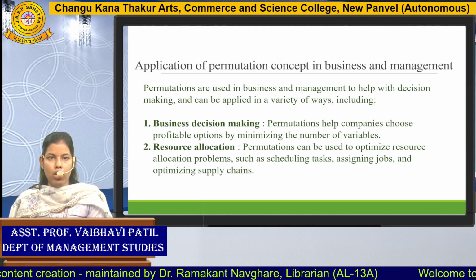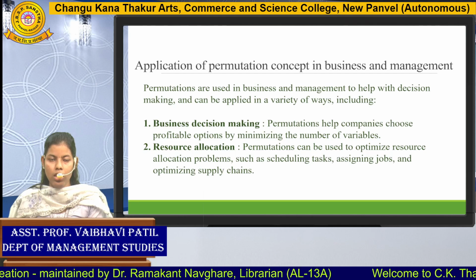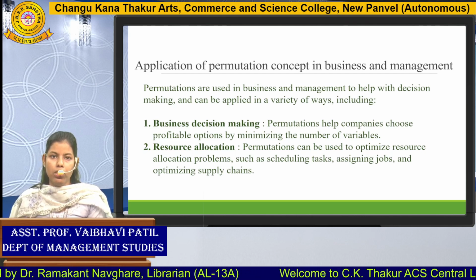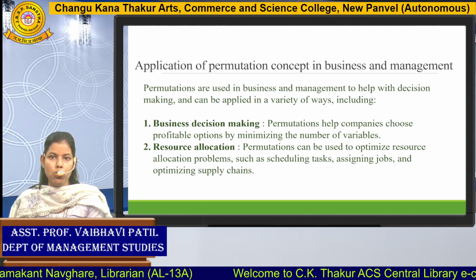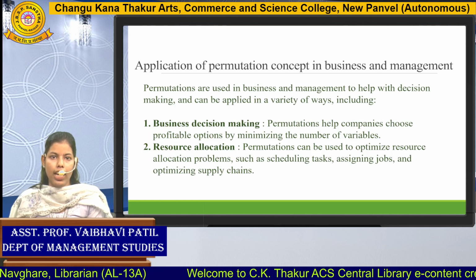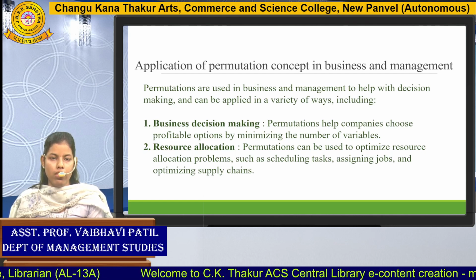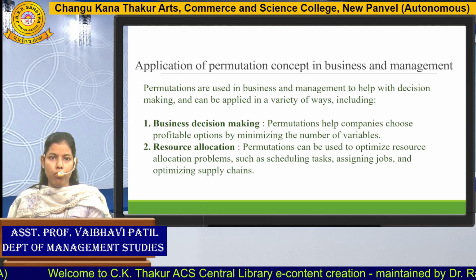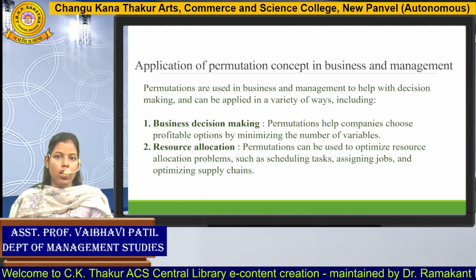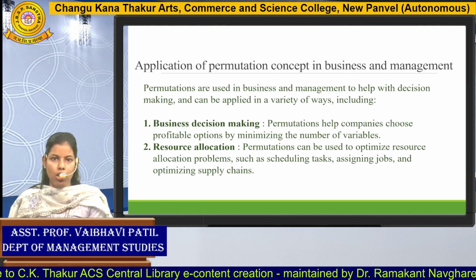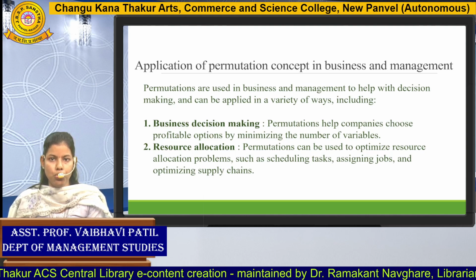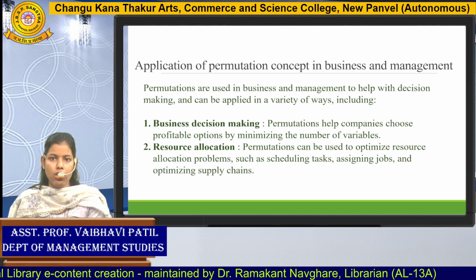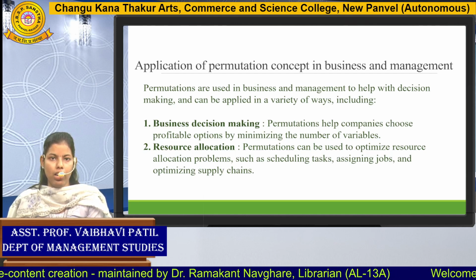So now I'm going to explain the application of permutation concepts in business and management. Permutations are used in business and management to help with decision making and can be applied in a variety of ways, including business decision making. Permutation helps companies choose the profitable options by minimizing the number of variables. Second is resource allocation. Permutation can be used for optimizing resource allocation problems such as scheduling tasks, assigning jobs, and optimizing supply chains.